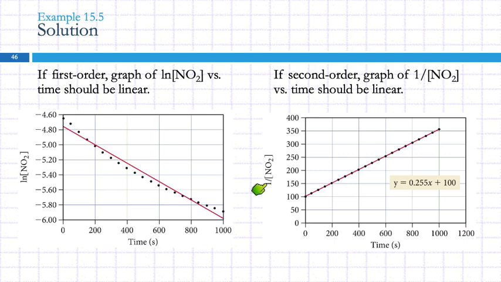Here we have 1 over concentration versus time, and we get a nice straight line. So this straight line tells us that this is a second order reaction. I will not be making you graph things on an exam, but I might give you graphs like this and say, what's the order of the reaction? And based on what is being graphed, you should be able to tell me first or second order.